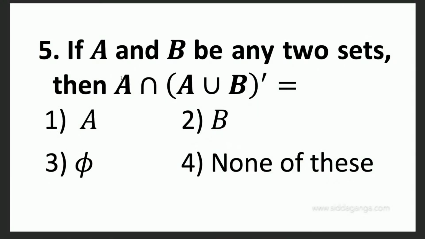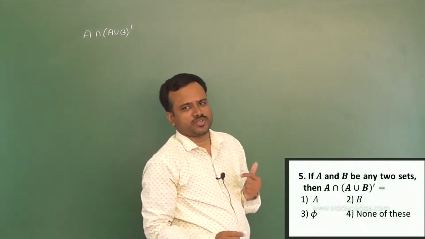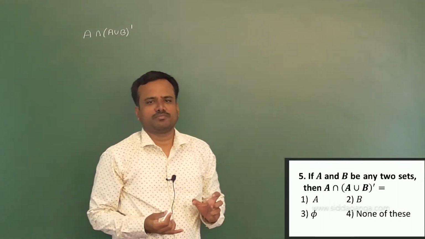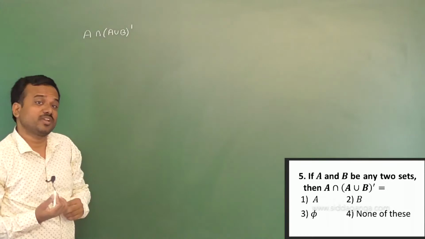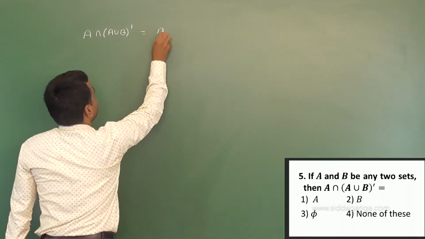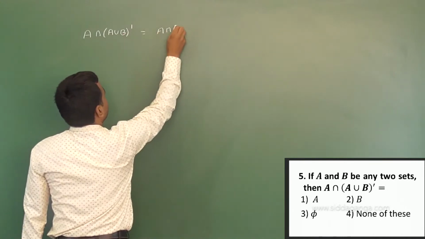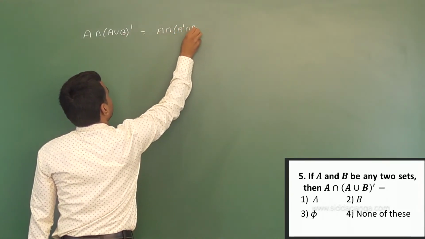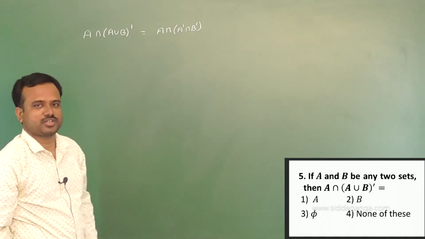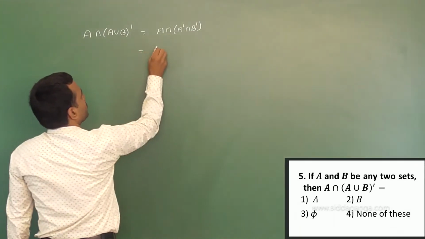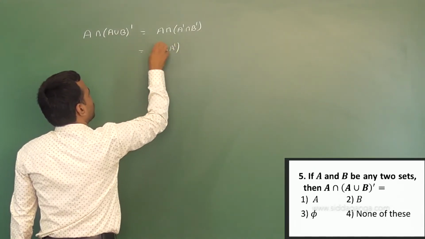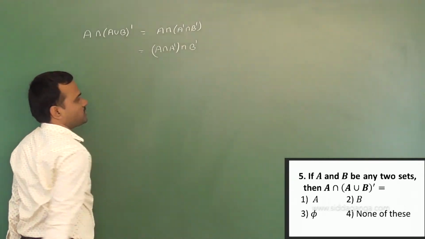If A and B are any two sets, A intersection of (A union B) whole dash. This problem also we can solve by using a Venn diagram, but it is difficult. By using De Morgan's law it is very easy. We can write this as A intersection (A union B) whole dash. According to De Morgan's law, it is A intersection A dash intersection B dash. What do we do? A intersection A dash, one group, intersection B dash.